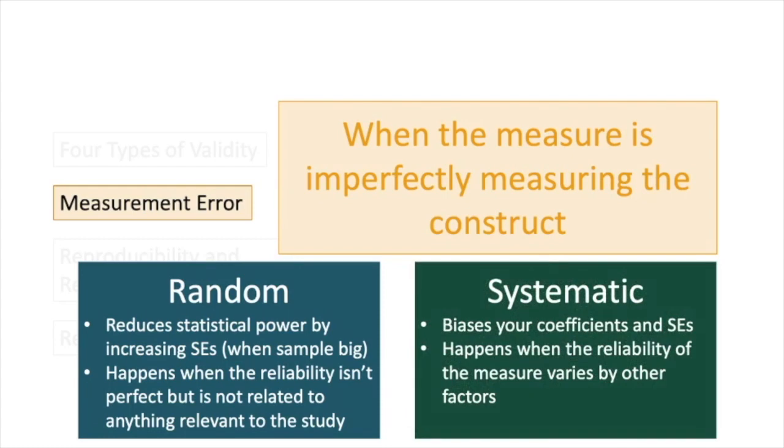Which leads us to the other one, which is systematic. This one actually biases your coefficients and SEs. So your SEs in random are just going to be bigger. When it's a systematic measurement error, it biases your coefficients and SEs. And this happens when the reliability of the measure varies by other factors. For example, if we're talking about measuring someone's height, maybe we let certain types of people leave their shoes on while we told other people to leave their shoes off. That is going to introduce a systematic measurement error. Let's say also we didn't really account for hairstyle when we're measuring height. And so some people with bigger hair or no hair, their measures will be systematically different than each other.